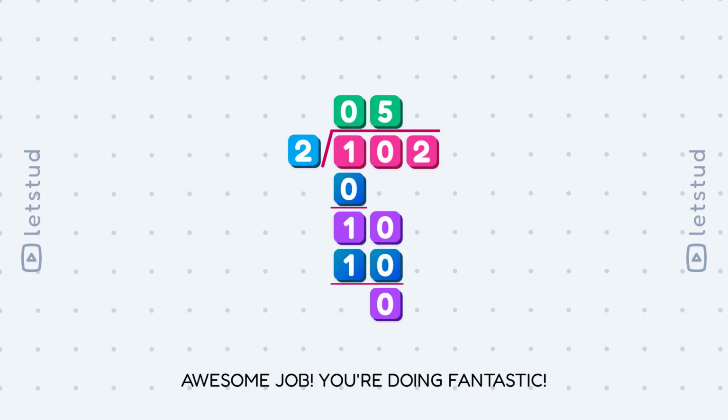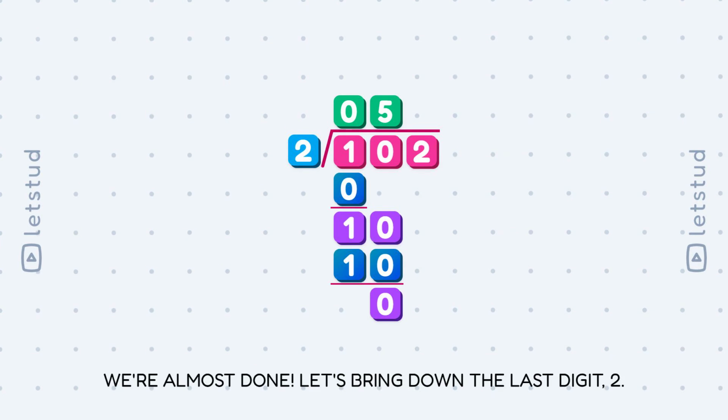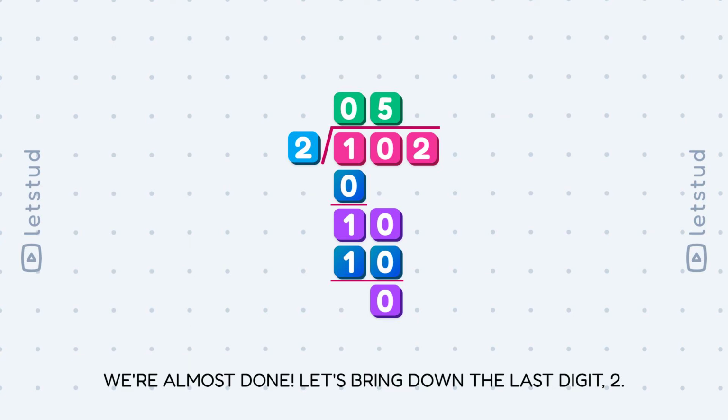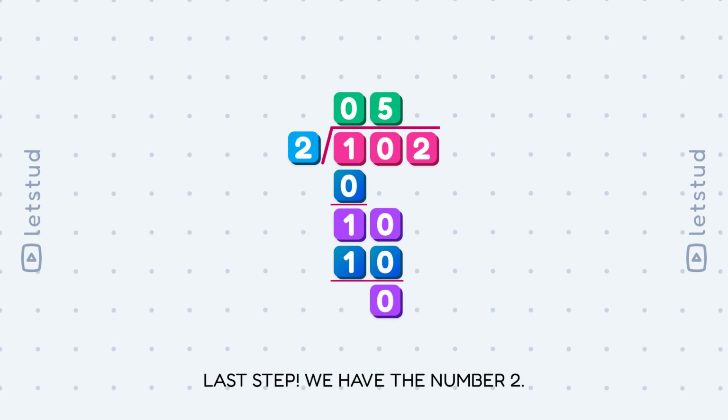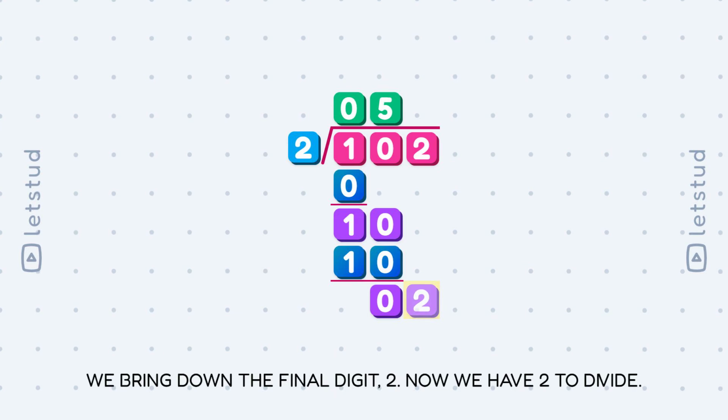Awesome job, you're doing fantastic. We're almost done. Let's bring down the last digit 2. Last step, we have the number 2. We bring down the final digit 2. Now we have 2 to divide.